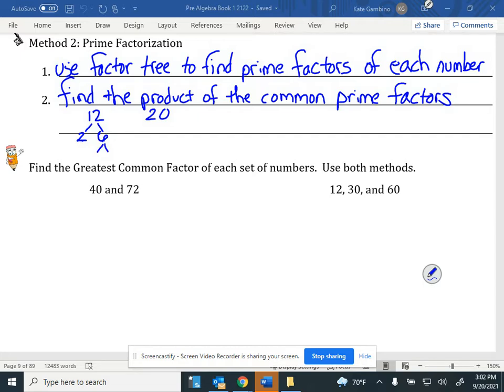6 can be broken down. Again, I always look for that 2. 2 times 3 is 6. So what my product list would look like there would be 2 times 2 times the 3. Those are our 3 prime factors that go into 12. So now let's do the 20.